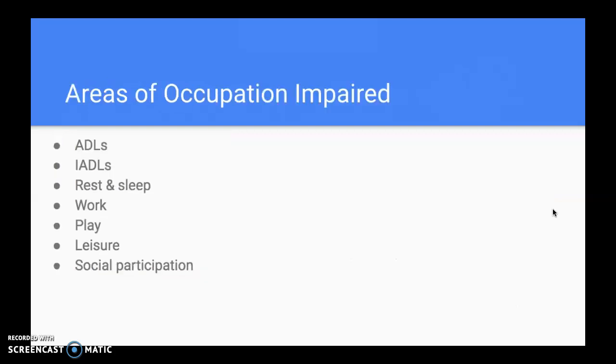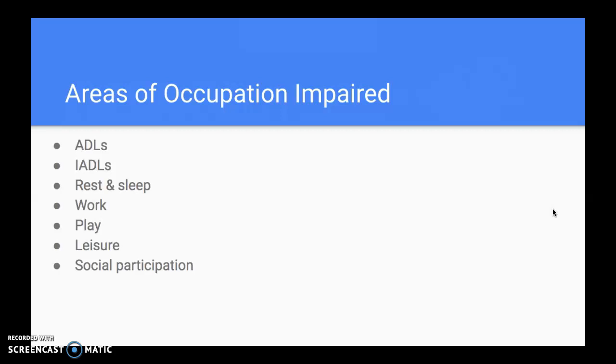The areas of occupation impaired from the OTPF, we really have to look at every single area. The signs and symptoms will begin showing as maybe some general weakness, some atrophy in distal extremities, and it eventually will move from distal to proximal. So at first, we may be looking at providing some adaptations and compensatory strategies for feeding if the individual is having some weakness in their limbs. Eventually, with the progression of the disease with feeding, we're going to be looking at a feeding tube.